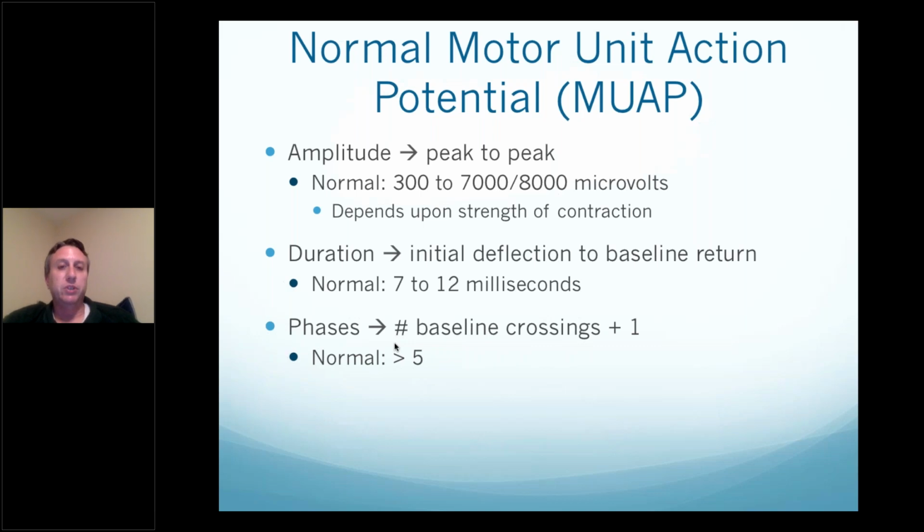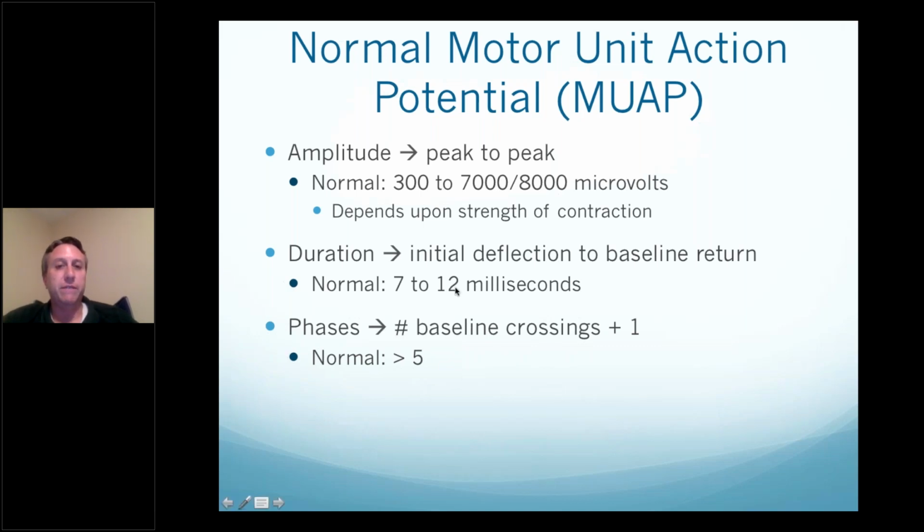The reason for the range is because it depends greatly on the strength of the contraction. So if the person's trying to do a very minimal contraction, a very slight contraction, we should generally see a smaller type of motor unit. While versus if the person is doing a maximal full effort contraction, the motor units that we see are larger because they're activating the larger motor nerves that activate the larger motor muscle fibers. So the amplitude will vary depending on how strong the contraction is.